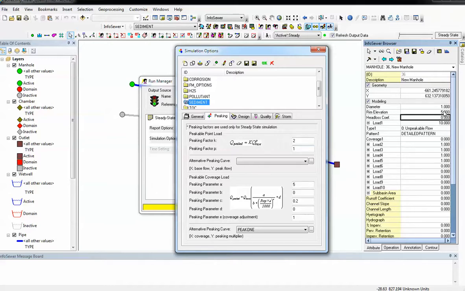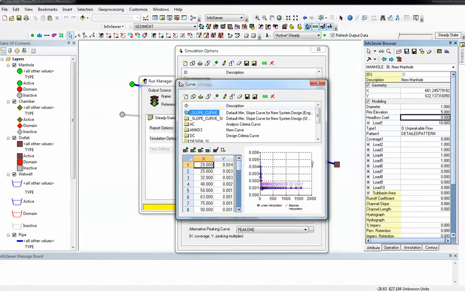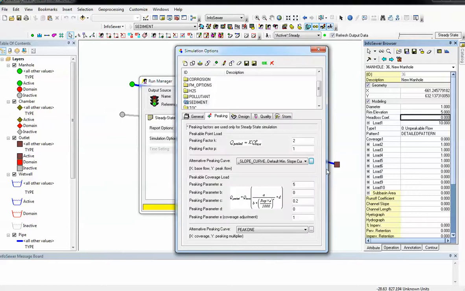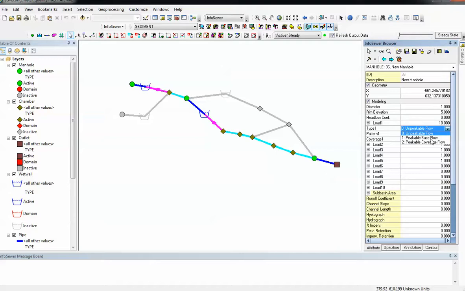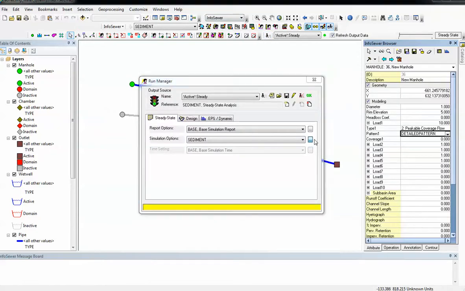Just takes the flow that you enter here, raised to a power times a coefficient, and then that gives you your peak flow. If you don't want to use this, you can use an alternate peaking curve. And with the alternate peaking curve, you can set up a set of different coefficients for different flows. Or you can use a peakable coverage load where you have population, and population would be over here. You would have population, and then put in a peakable base flow or peakable coverage flow, you enter the population here. So again, that's under simulation options.